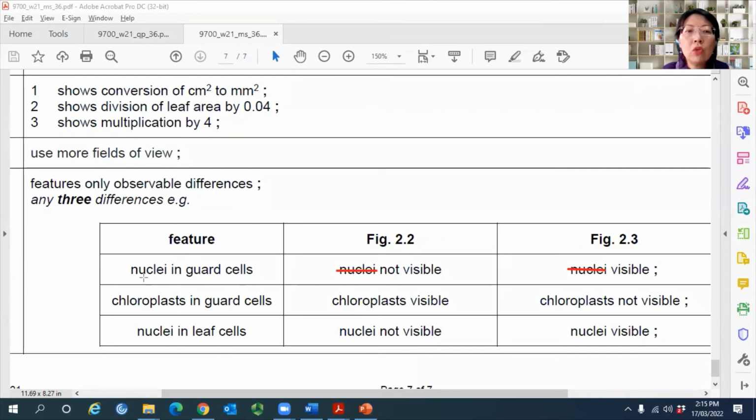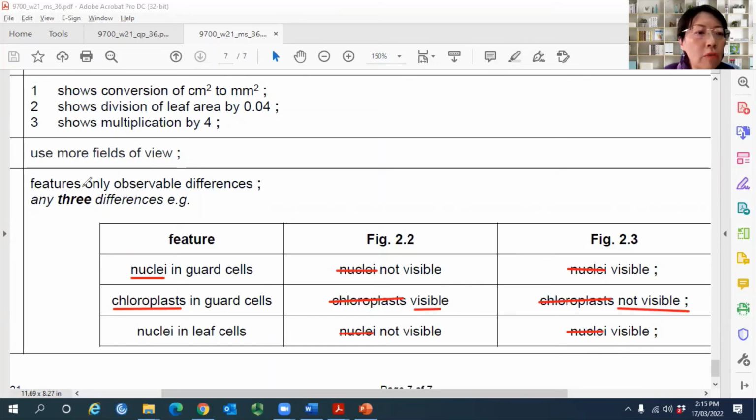If you have written nuclei here in the future, don't write nucleus here again. Not visible, visible is obvious enough to see. You can say not visible, visible, or not present, present, also can, because you cannot see. Chloroplast, okay, visible, not visible. No need to write chloroplast because redundant. Nuclei in the leaf cell, not visible versus visible. So these are the only 3 answers they gave.